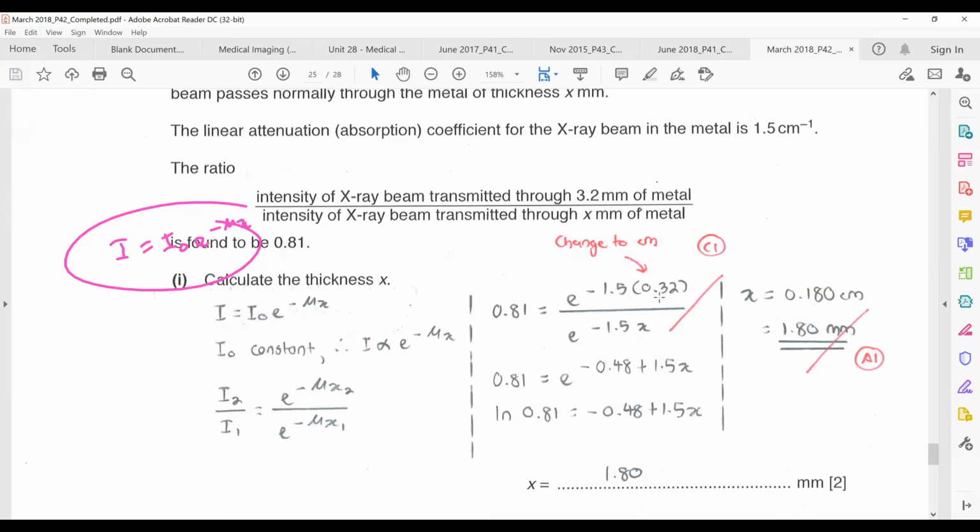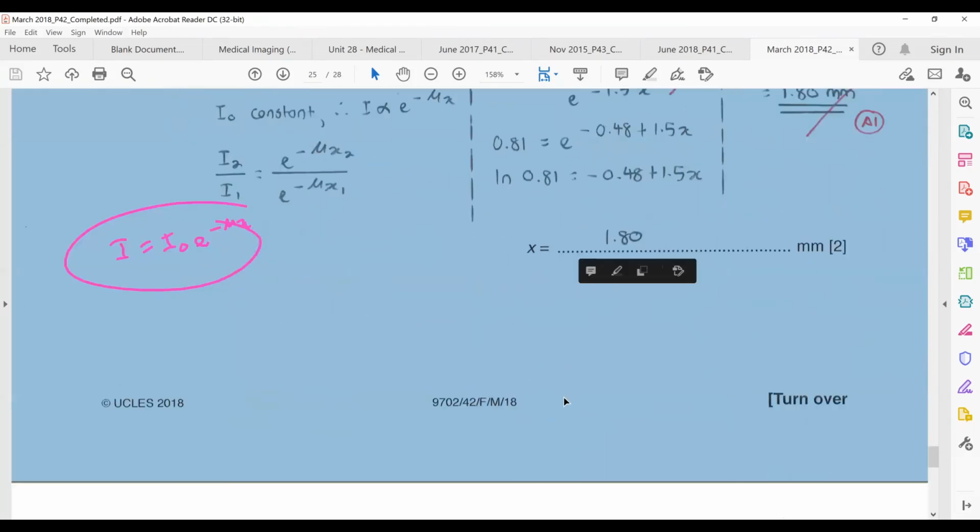You should really change your answer, because this one you are using centimeter, so whatever x you get will be in centimeter. Okay, so you get the answer is 1.8 millimeter.